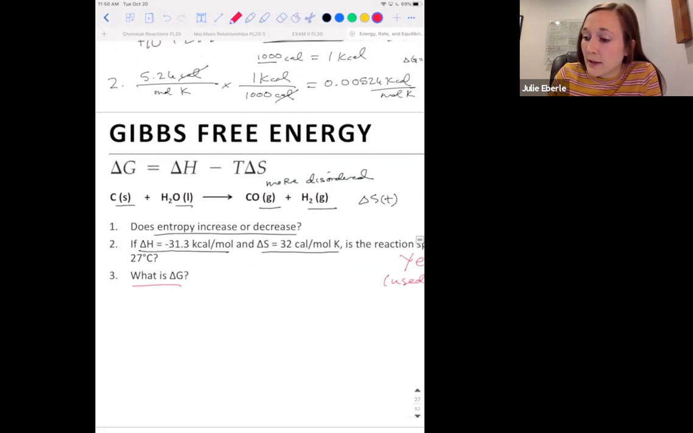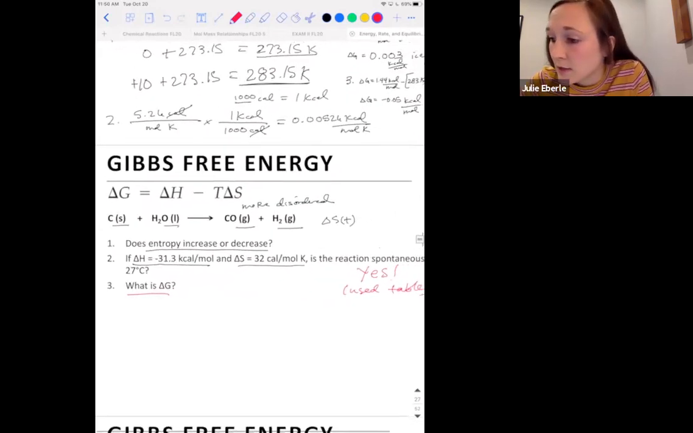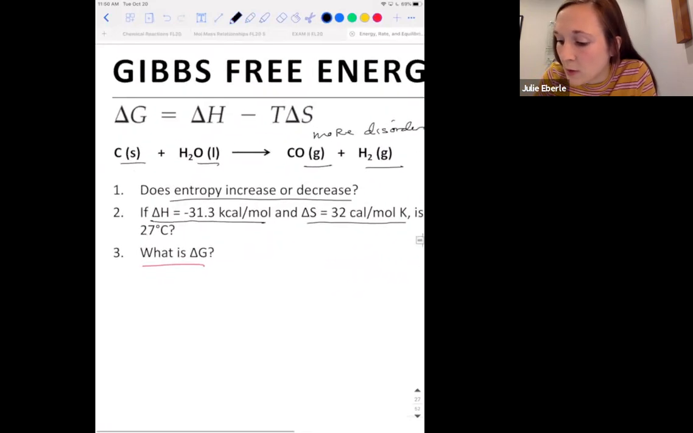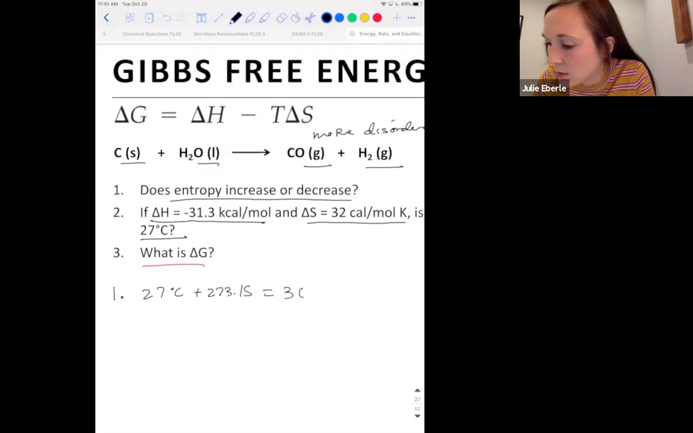All right, so now we can calculate delta G. We just got to do 2 things first. Real quick. Number 1, we're going to convert our Celsius temperature to Kelvin, 27 degrees Celsius plus 273.15. And you should get 300.15 Kelvin.